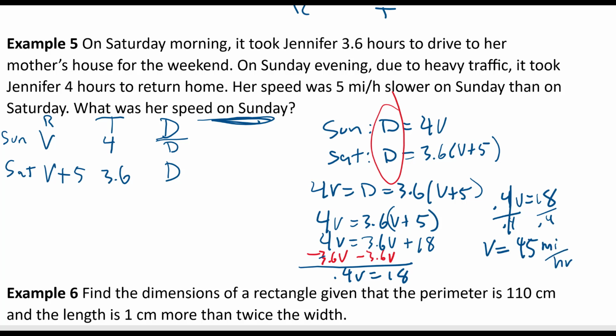That means on Saturday, she was doing 50 miles per hour on average. And we can get from that, if it was 45 miles an hour for 4 hours, what is that, 180 miles? 45 times 4. Yep. Okay.